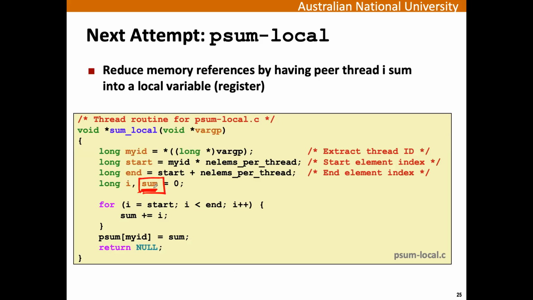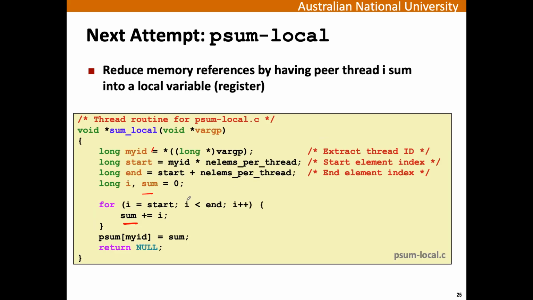Yeah, it will be in the register. And then we can do the sum. We can store the sum to this local variable, right? So this will end up in a register. The compiler will make sure, because this is a frequently used variable, it will end up in a register.